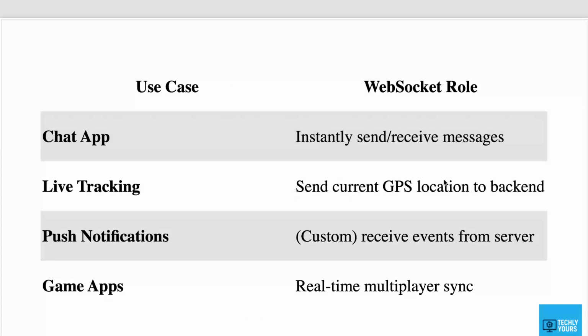Then the main use cases of this are the chat app and the WebSocket. What are the WebSocket roles? For the chat app, it instantly sends or receives messages very fast, as I mentioned previously. For live tracking we can also use this, as it will send the current GPS location to the backend, and for push notifications as well. And for gaming apps, it is very useful for real-time multiplayer sync.